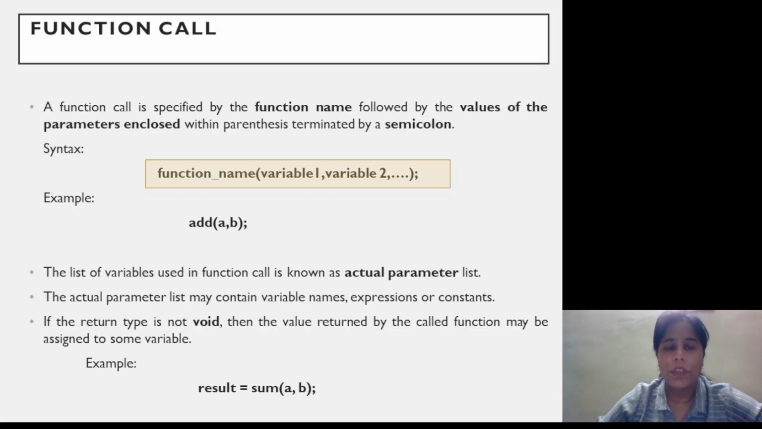If the return type is not void, then the value returned by the called function may be assigned to some variable. This is one statement where the return value of this function sum is stored in this variable result.